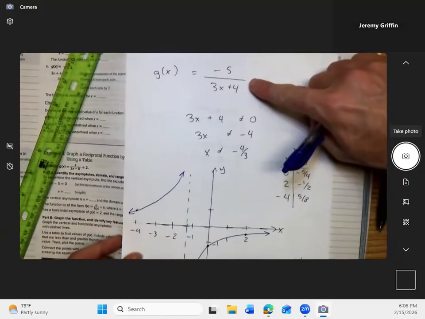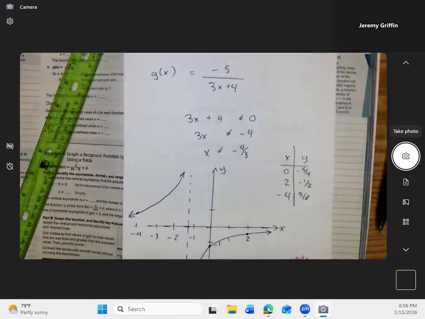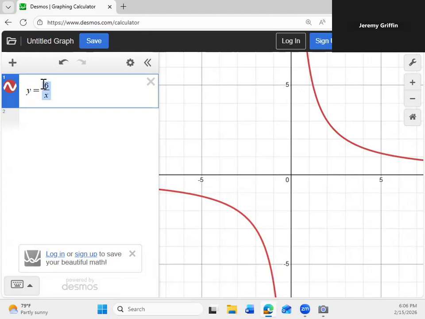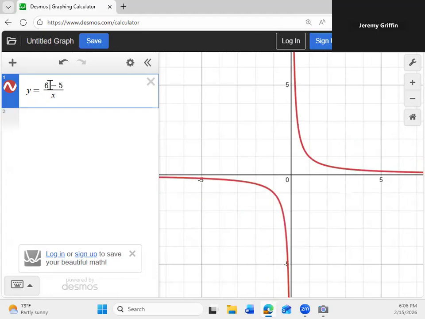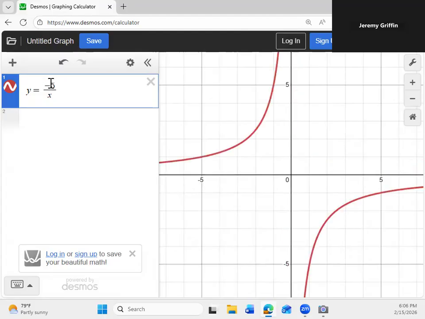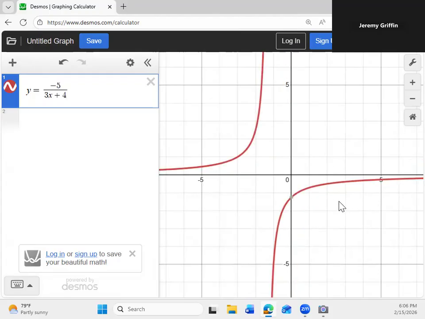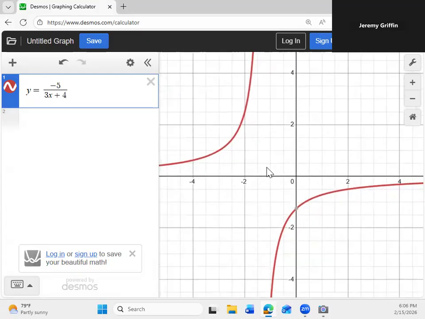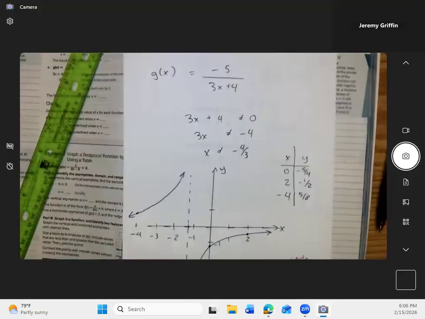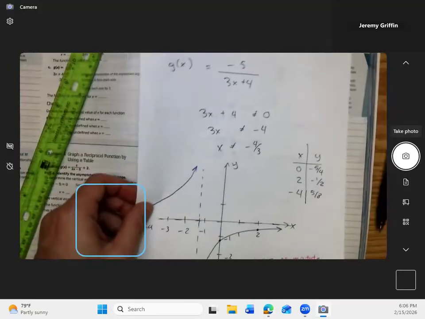And I'm going to pull this up on Desmos. Negative 5 over 3x plus 4. Let's do that. Put a negative 5 on top, and 3x plus 4 down here. Yeah, that is it. That's exactly the way it is graphed. Same thing. All right. Yeah, pretty good. All right, that is that.